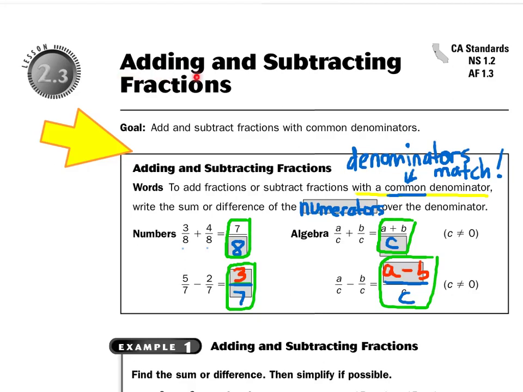Hello, you guys. Today we're going to talk about adding and subtracting fractions. But we're only going to add and subtract fractions with common denominators. That means the denominators are going to match today, okay? So take a look at this example.